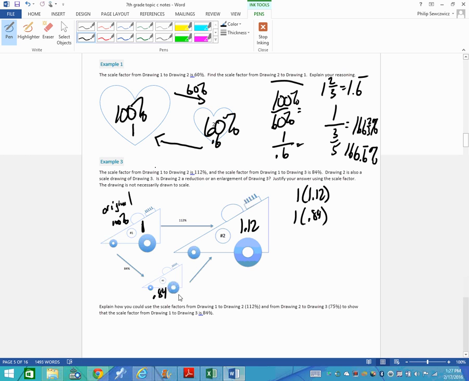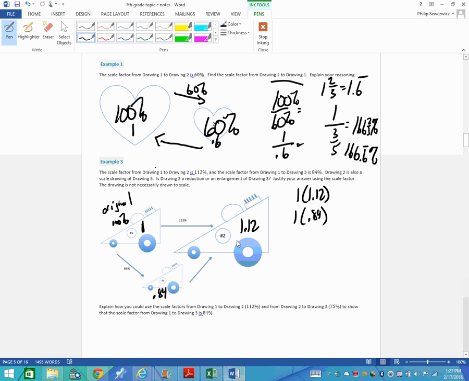Now they want to know what it is to get from this guy to this guy. So this would be drawing 2. Let me read through the directions. Drawing 2 is also a scale drawing. Drawing 3 is drawing 2 a reduction or enlargement of drawing 3, and that would be an enlargement there. It did get bigger. Is drawing 2 a reduction or enlargement? Justify your answer using the scale factor.